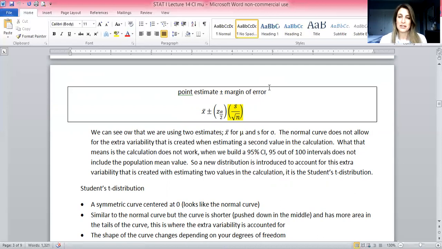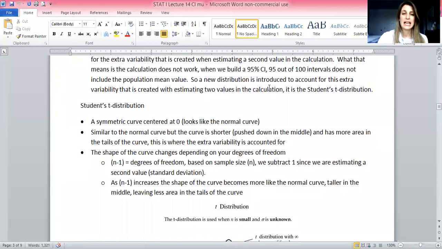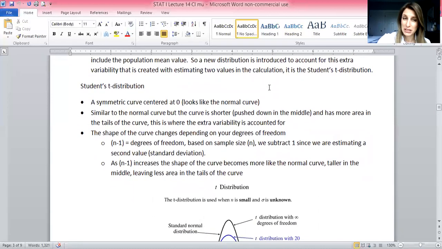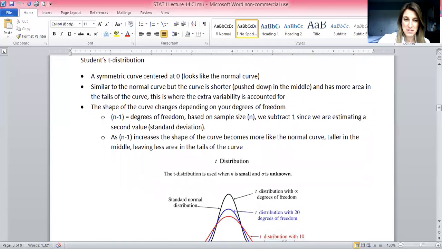So I'm going to introduce a new curve, called the Student's t distribution. This new curve looks just like the normal curve, and it's centered at 0, just like the Z curve. It's just that the curve is shorter, pushed down in the middle, and it has extra area in the tails. So you're kind of flattening the curve out: pushed down in the middle, and on the sides a little bit more area. That allows for the extra variability introduced by the second estimate of my standard deviation.